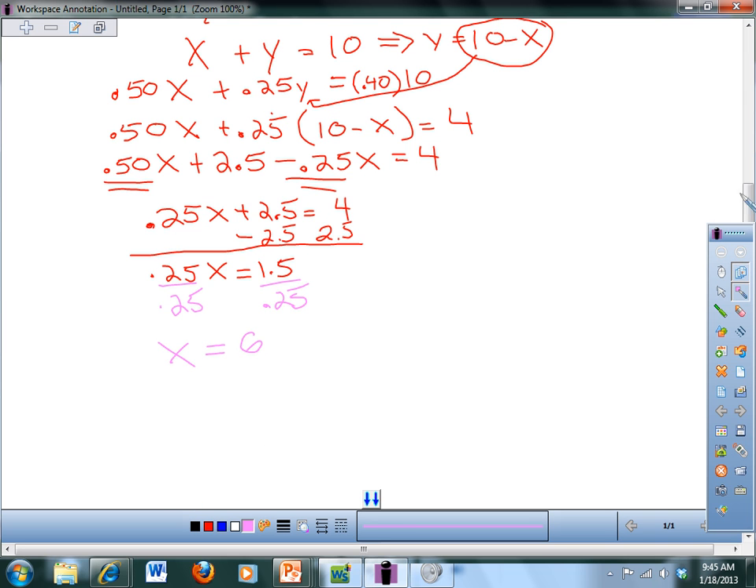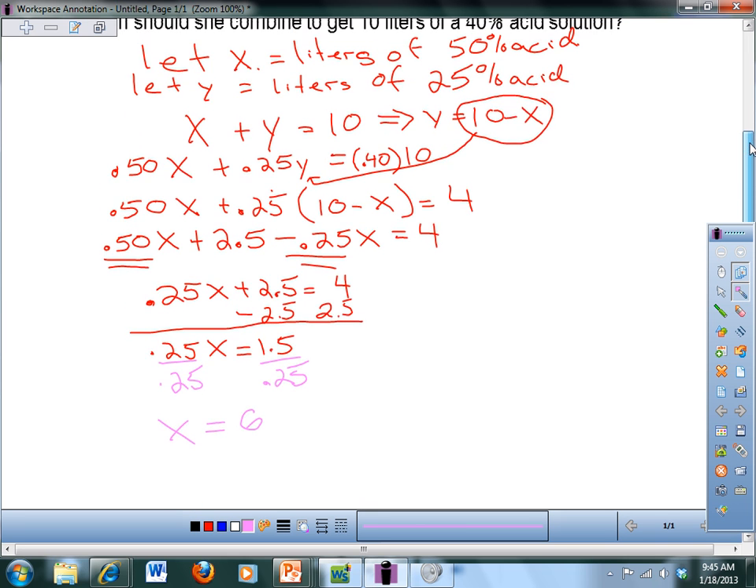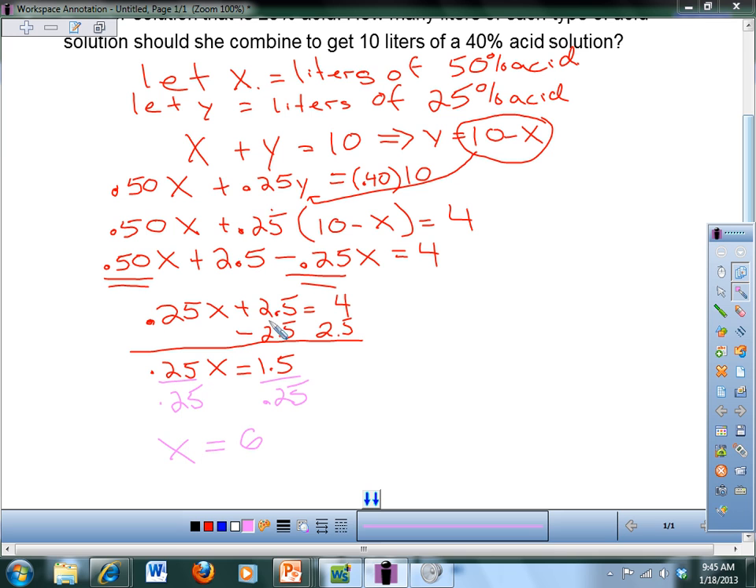So the hard part is this setup. Okay, well maybe that's the hard part. I'm not quite done because I have to find y, but that's really easy because all I have to do is take my 6 and plug it into this nice equation. What's 10 minus 6? 4.